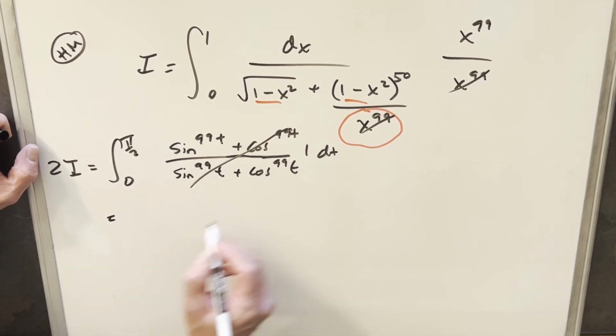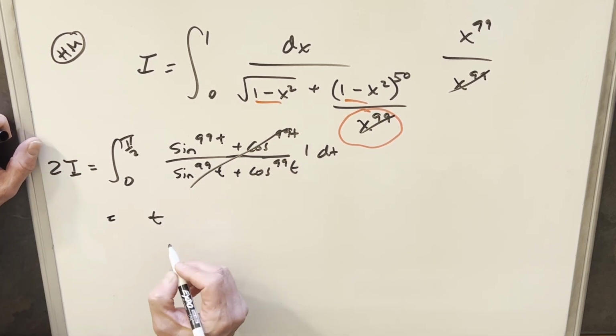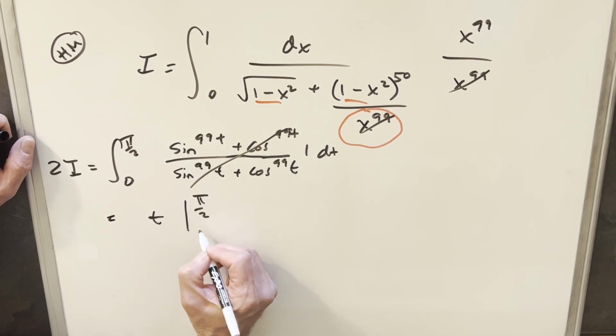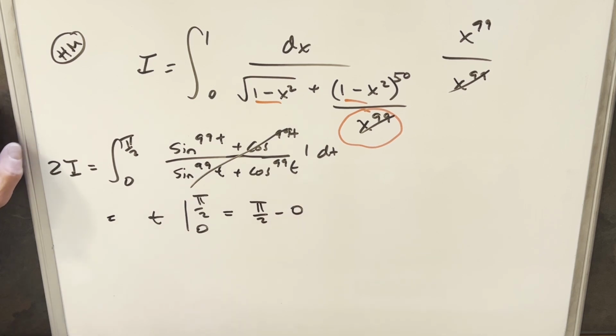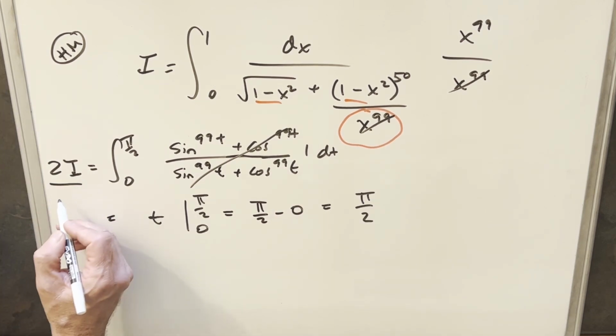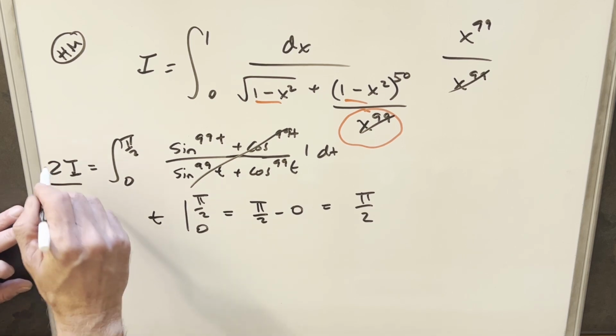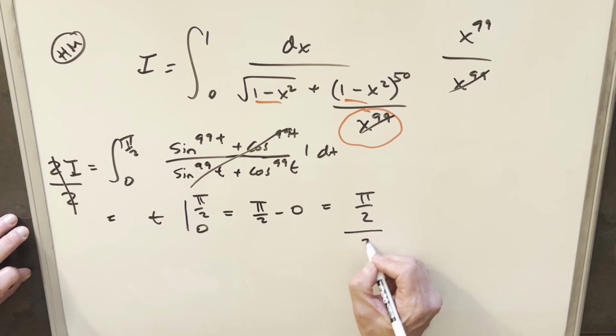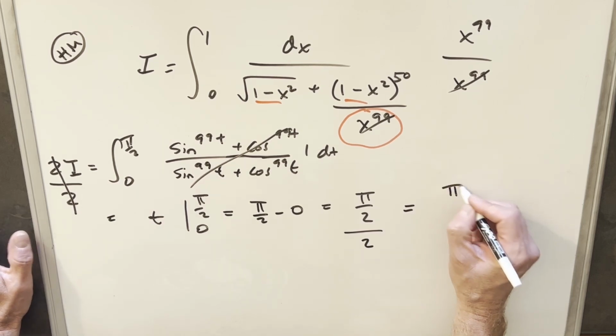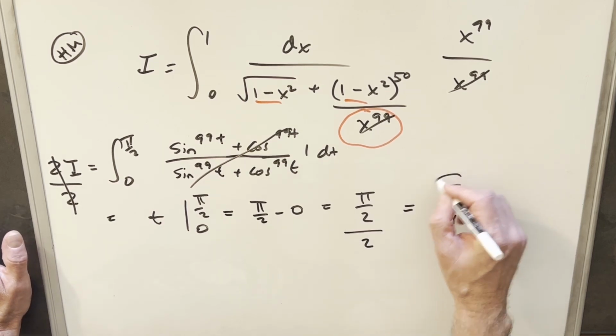So we'll integrate this. Integrating 1 is just going to be t, and we just need to evaluate that from 0 to pi over 2. That, of course, is going to be pi over 2 minus 0. One final step to finish this off. This is actually 2 copies of the integral, so I need to divide by 2 here and divide by 2 here, and that's going to give us the final solution of pi over 4.